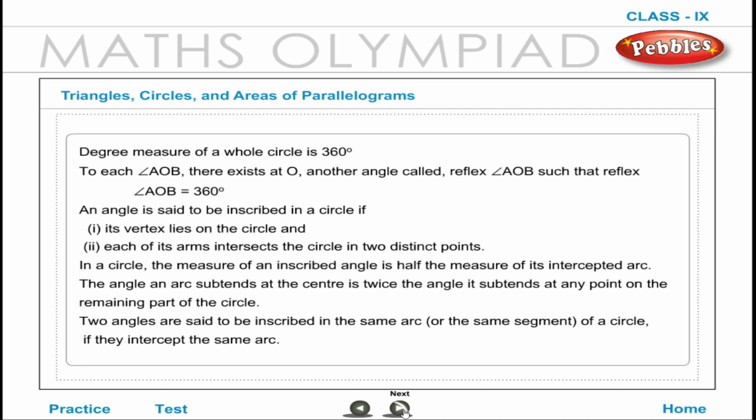An angle is said to be inscribed in a circle if its vertex lies on the circle and each of its arms intersects the circle in two distinct points. In a circle, the measure of an inscribed angle is half the measure of its intercepted arc. The angle an arc subtends at the center is twice the angle it subtends at any point on the remaining part of the circle. Two angles are said to be inscribed in the same arc or the same segment of a circle if they intercept the same arc.